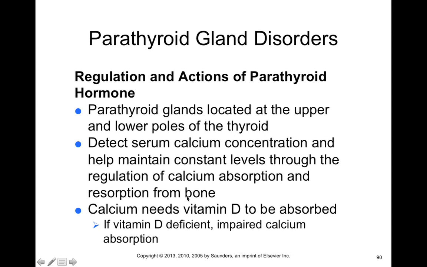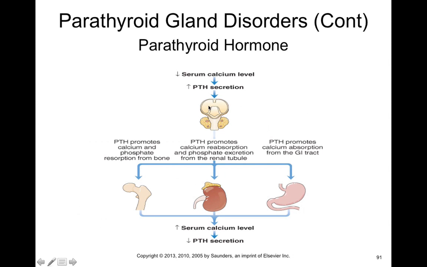It can do this through resorption of bone or breakdown of bone. It can do this through reabsorption of calcium by your kidneys, or it stimulates the release of vitamin D by your kidneys to release more calcium from your gut. So if you have a vitamin D deficit, then this can also impair calcium absorption, which can lead to hypocalcemia. But hypocalcemia will cause parathyroid hormone to be released, which would try to increase vitamin D production and release by your kidneys.